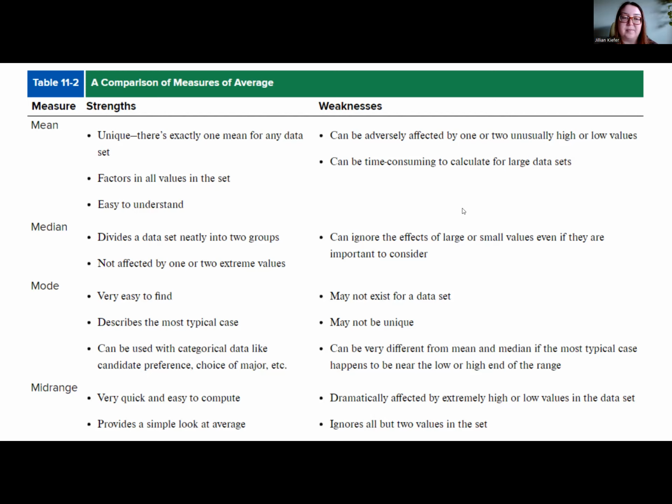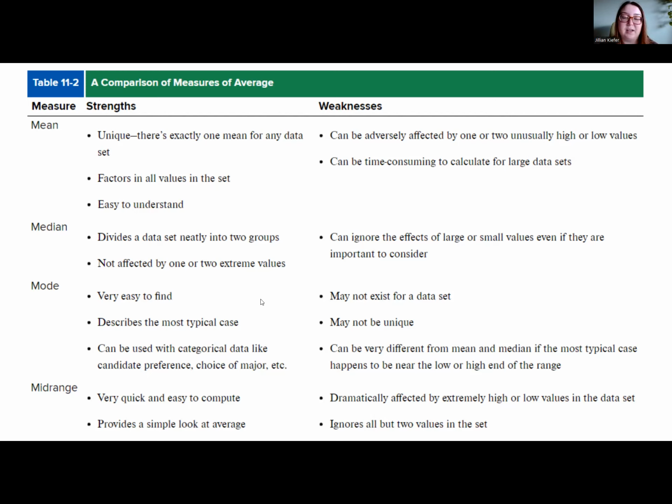Then we have the median. It divides the data set neatly into two groups, less than, greater than, and is not affected by one or two extreme values, which is nice because we saw that it could definitely affect the mean. But it can really ignore the effects of large or small values, even if they're important to consider. So if you have a lot of data and maybe you do have extreme values, but a lot of it is significantly higher, and some of your data is significantly lower, it may not really be taken into consideration that most of those values were higher. It's just going to find the one that was listed in the middle. So it ignores those certain things.